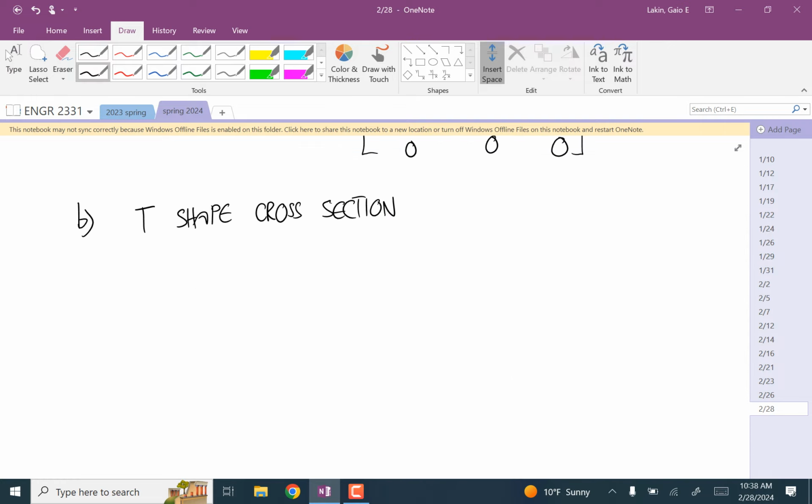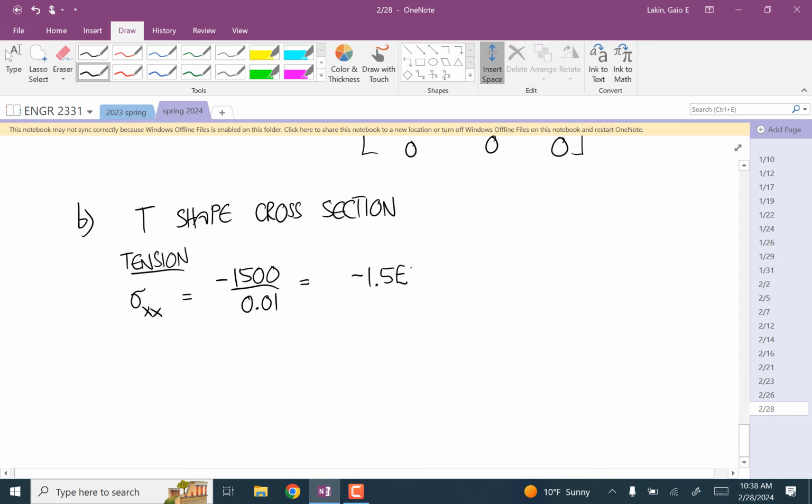Okay, well, first, the internal tension. The shape of the cross-section doesn't have any effect on that one. So the XX stress is negative 1,500 divided by the same cross-sectional area. It's the same amount of material, so that's still going to be negative 1.5 times 10 to the fifth. And so the stress tensor due to tension is negative 1.5 times 10 to the fifth, and zeros everywhere else.